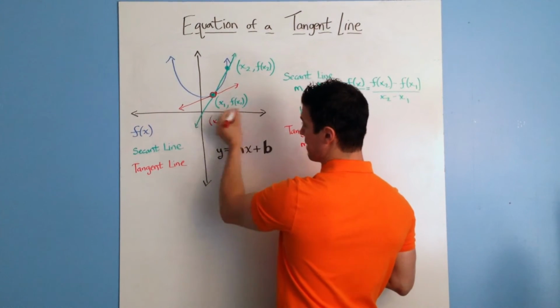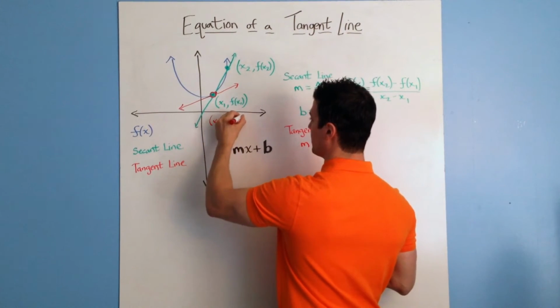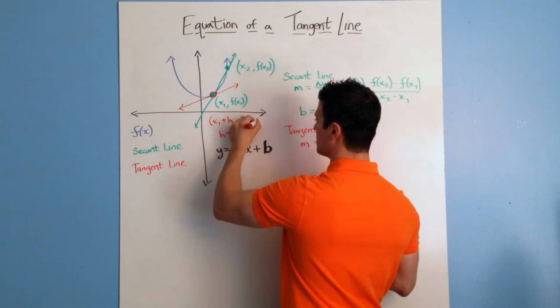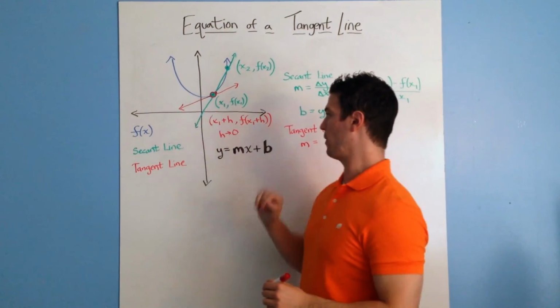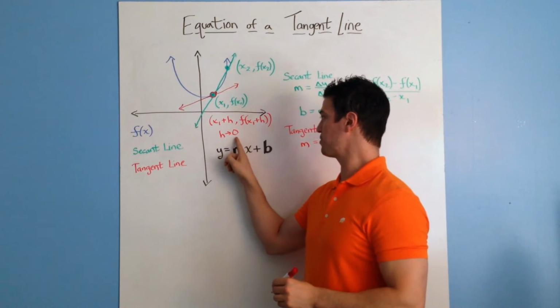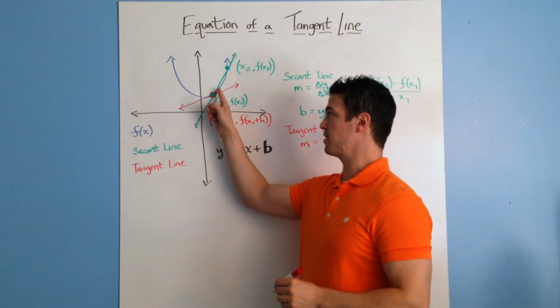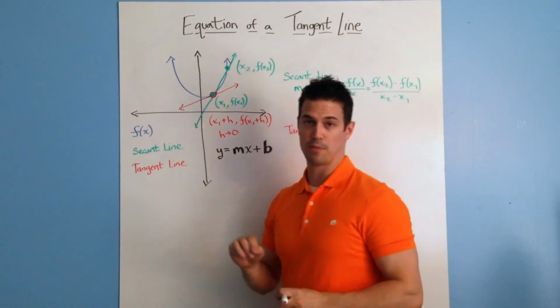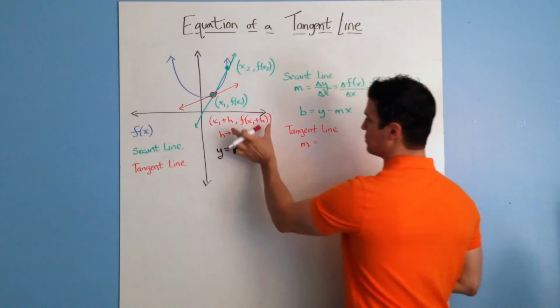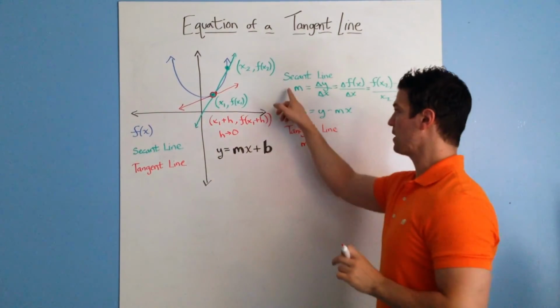And the f of x, the y coordinate, is just going to be f of x1 plus h. So this is going to be the coordinate of that point right there, as h is getting closer and closer to 0. So it's getting infinitesimally closer. And I could have done the same thing on the other side. It wouldn't matter. It would still come up with the same answer. So what I'm going to do now is use this point and this point to figure out the m and the b.